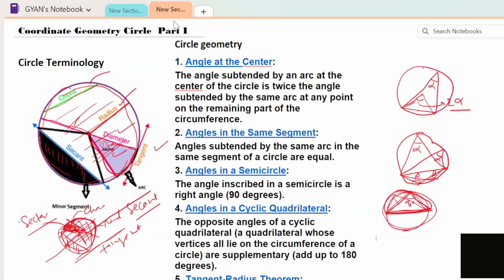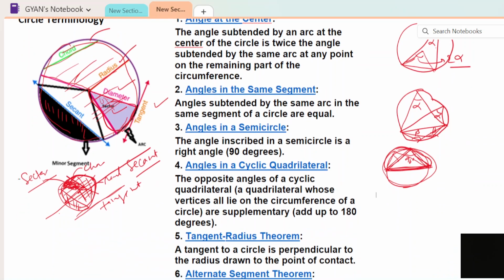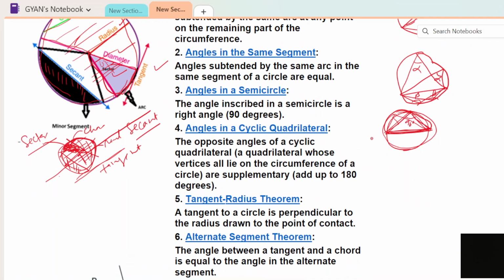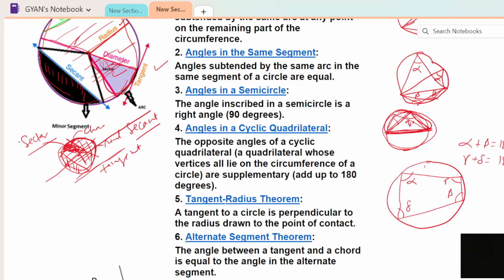Now come to the fourth. Opposite angles of a cyclic quadrilateral, whose vertices all lie on the circumference of the circle, are supplementary. Suppose this angle is alpha and this angle is beta, then alpha plus beta is 180 degrees. Gamma plus delta will also be 180 degrees.